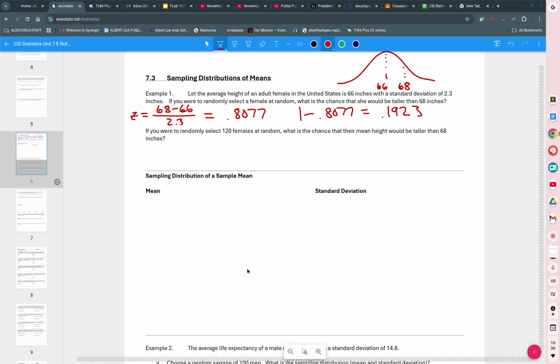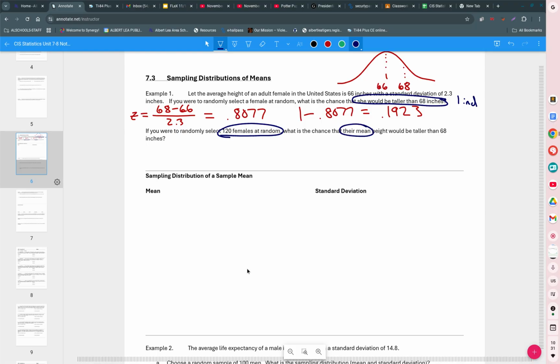If you don't get this, you're not going to know what to do when. Because if you come to me on the test and say, which one do I use? I will say, I'm not telling you. Everybody get that? If you were to randomly select, here it's just one individual, right? That she would be taller than 68 inches. One individual. Whereas in this situation, we're randomly selecting 120 females. What is the chance that their mean height? Okay? So we grab a bunch of girls, and we're going to look at their average height as opposed to one person. Everybody get the difference?